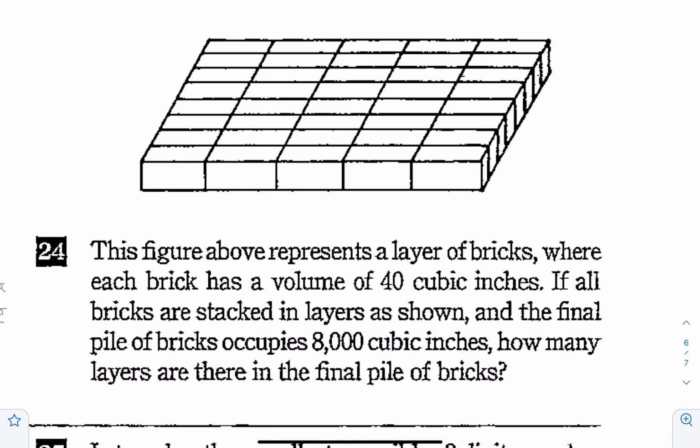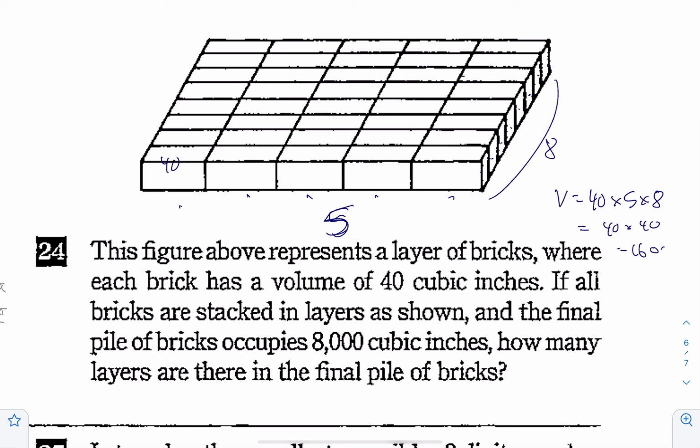Next, for number 24, this figure above represents a layer of bricks, where each brick has a volume of 40 cubic inches. If all the bricks are stacked in layers as shown, and the final pile of bricks occupies 8,000 cubic inches, how many layers are there in the final pile of bricks? So each brick has a volume of 40, and here you see 5 by 8. So the volume here will be 40 times 5 times 8, which will be 1,600.